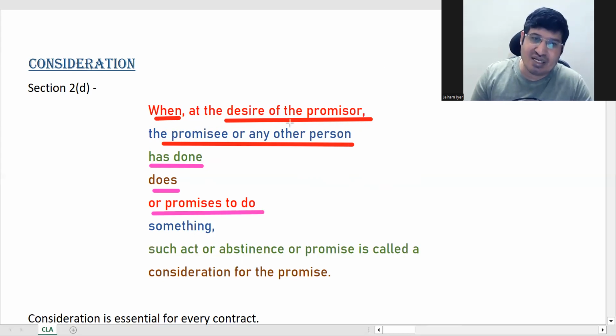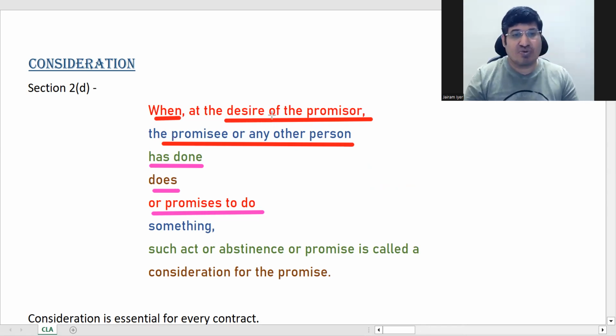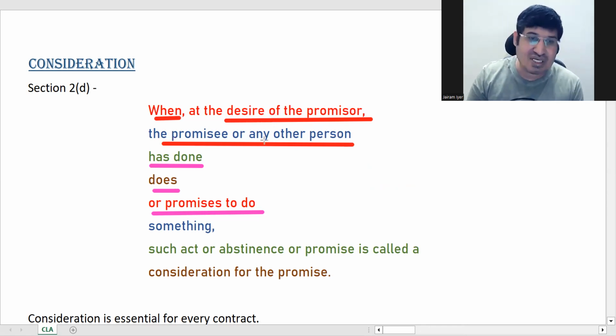So when at the desire of the promisor, okay, if there is no desire of the promisor, then it will become coercion, right? Without desire, if you are making someone enter into a contract, then you are forcing him, which is illegal. Okay. So desire is essential. So when at the desire of the promisor, the promisee or any other person has done, does, or promises to do something. Past, present, future.